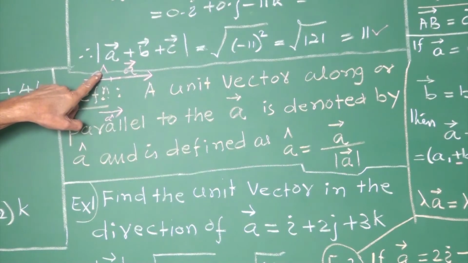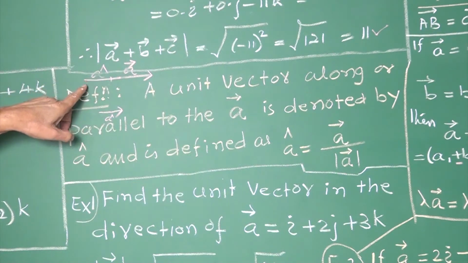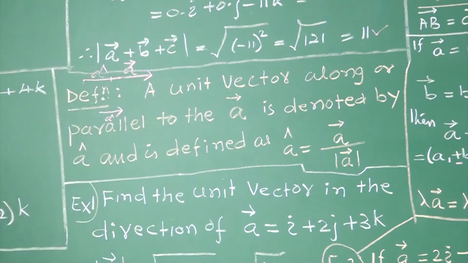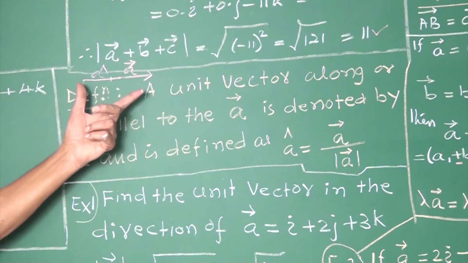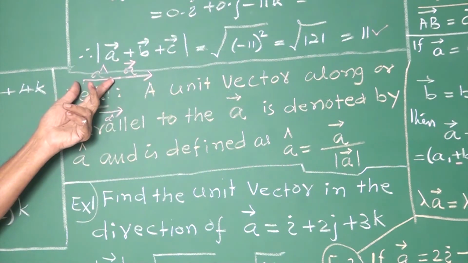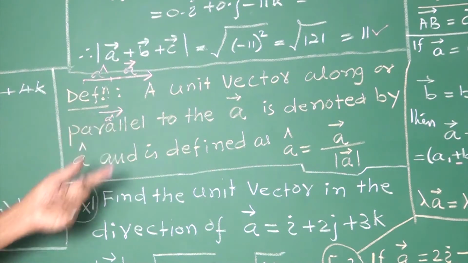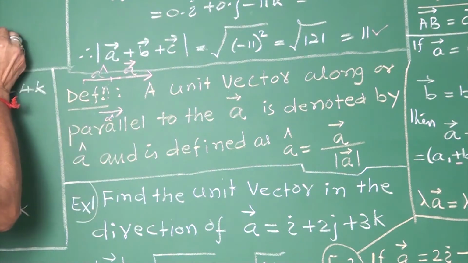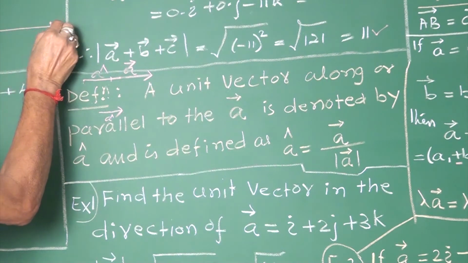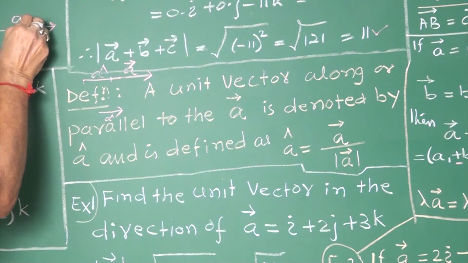Magnitude, because it is a cap, means unit vector. Magnitude is 1 and direction is in the direction of the vector a. Either you can take along, otherwise even you can take parallel, like this, my friends. This is the vector a.